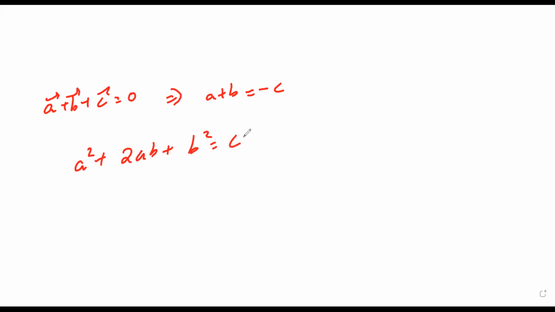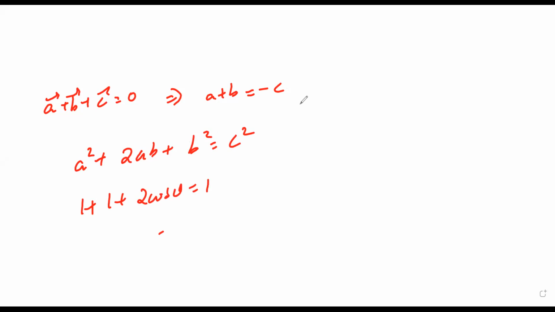See, this is basically a plus b plus c is equal to 0. So this implies a plus b is equal to minus c. Correct? So I'm taking the dot product of itself on both the sides. So what I'll be getting in this, a square plus 2ab plus b square is equal to c square. Unit vectors. Correct? So 1 plus 1 plus 2 cos theta is equal to 1.